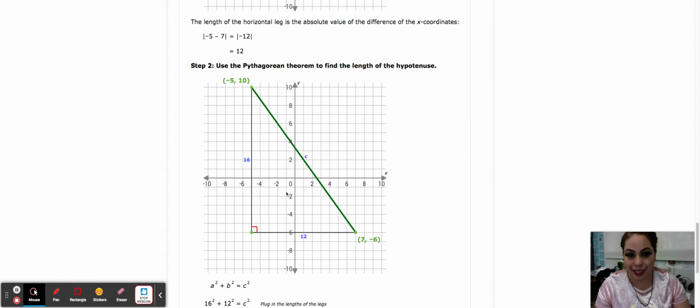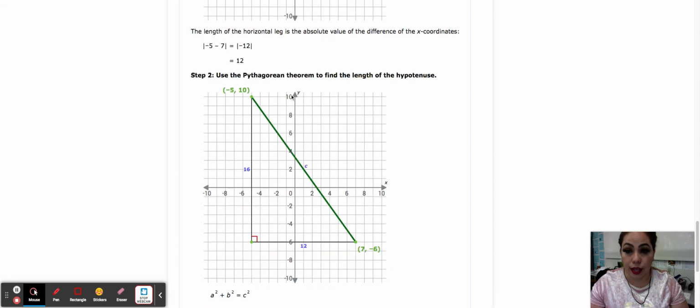So again, another easier way to find out what this line is is by counting from one point to the other. So I'm going to count 1, 2, 3, 4, 5, 6, 7, 8, 9, 10, 11, 12. And that's how they get 12. But this is how you're supposed to do it. There are two ways, whichever way is easier for you.